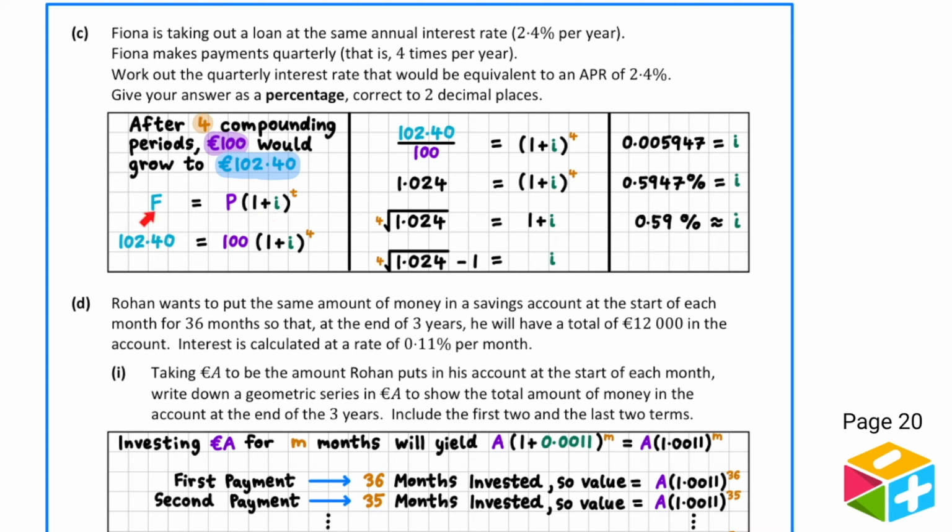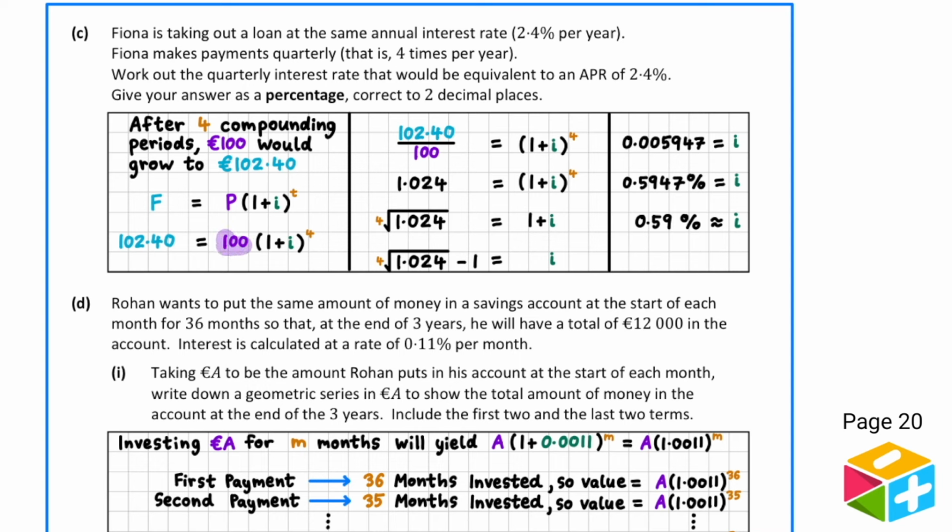Here, F, the final value, is 102.40. P, the starting value, is 100, and t, the time period, is 4. i, the quarterly interest rate, is the unknown that we're trying to find. If we do a bit of algebra, we can find out what i is.